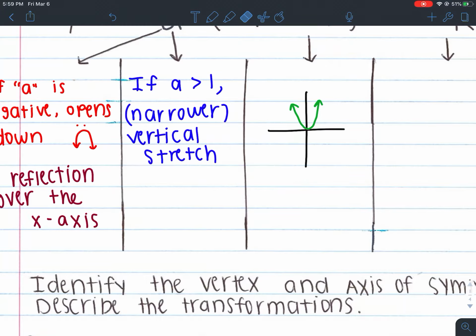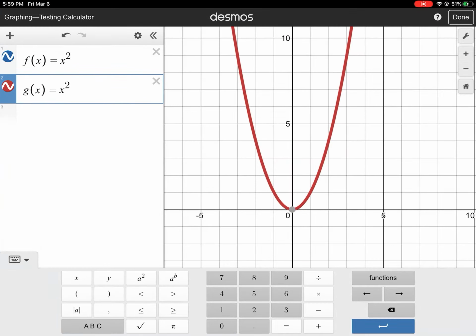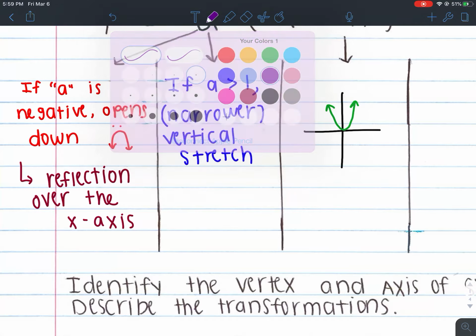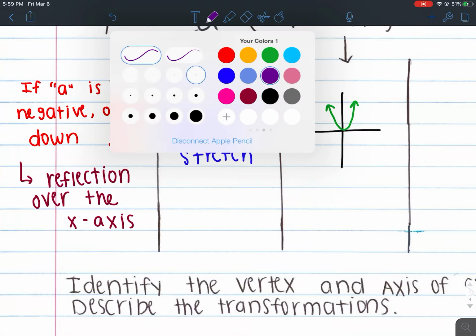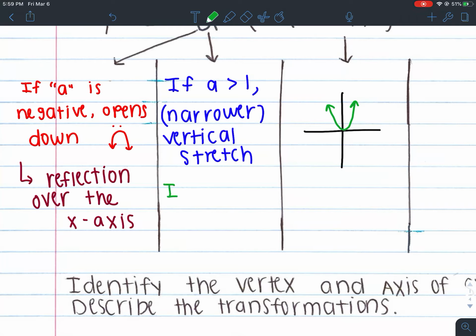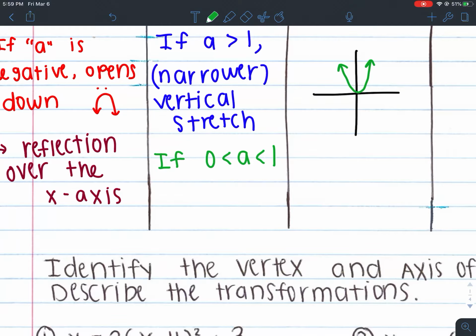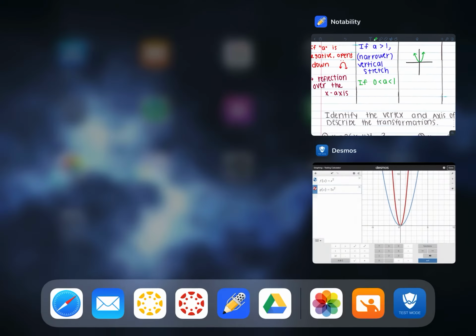So if my A value is bigger than 1, just like I showed you, if A is bigger than 1, like 5, right, it's going to get more narrow, which is called a vertical stretch. Now, what happens if A is less than 1? Okay? And what I mean by less than 1 is I mean between 0 and 1. So if A is in between 0 and 1. Okay, let's go test that out.